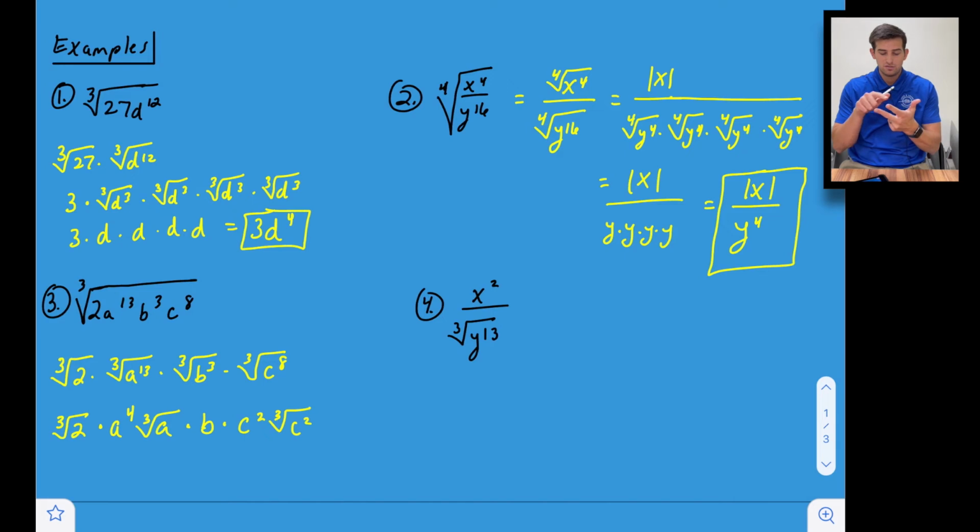Because c cubed times c squared gives me c to the 8th power. What our exponent rules told us, remember, is that if I have the same bases and I'm multiplying, then I add my exponents. So now let's take a look at what terms we have outside the radical and what terms we have inside, and we're going to write it just like that.